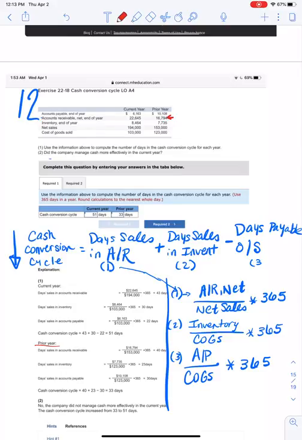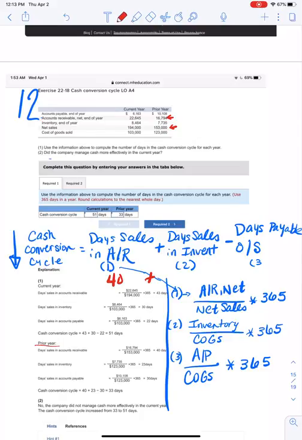I'm going to divide that by my net sales of $153,000. And then I'll multiply that by 365. And when I do that, I'll get 40 days. Now, I'll add my day sales in inventory.